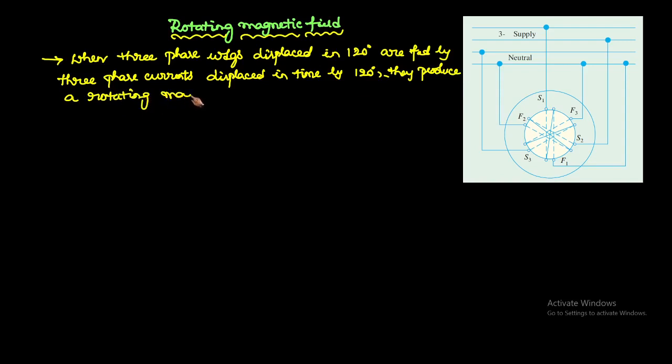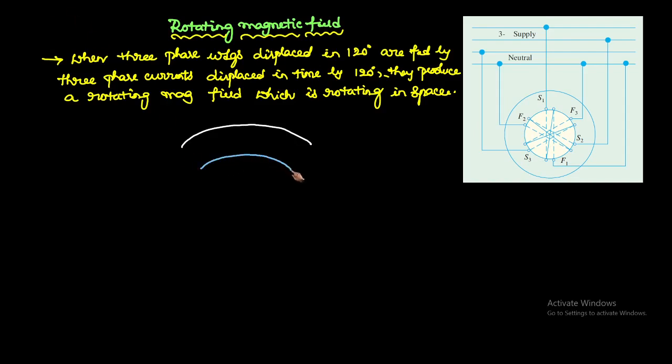That's why I am writing rotating magnetic field, which is rotating in space. So see this winding diagram. Whenever you give a three-phase supply to the stator windings, there will be an air gap between the stator and rotor.